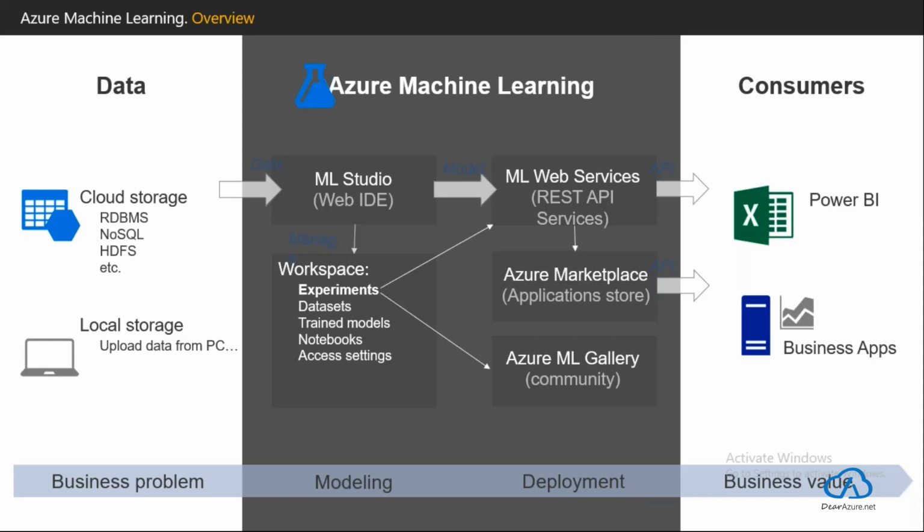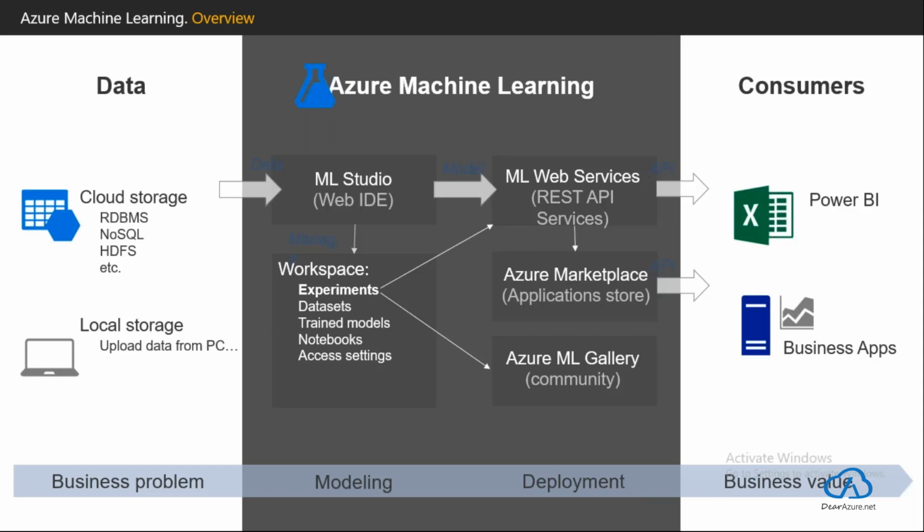You have RDBMS, NoSQL, HDFS, and so on, that's the cloud storage. And the second part is the local storage, to upload your own data set to the workspace environment: data set, trained model, or untrained model. The model is trained off the machine learning algorithm itself, and it can be hosted, and you can deploy it through the Azure Marketplace, and Azure ML galleries are available from the community point of view. So you can use the Azure ML galleries and use your Marketplace application for business applications.